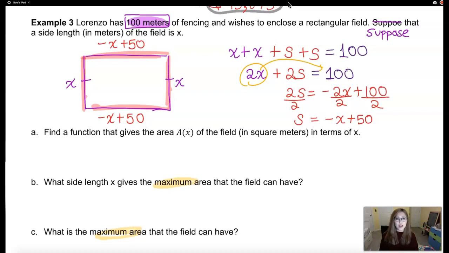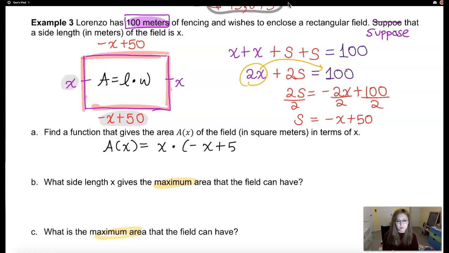Find a function that gives the area. Now, we do know that the area of a rectangle is length times width. We know the length and width here. Length is x, and width is negative x plus 50. So let's find the area function by doing x times negative x plus 50. That is the equation, and we've actually found it.